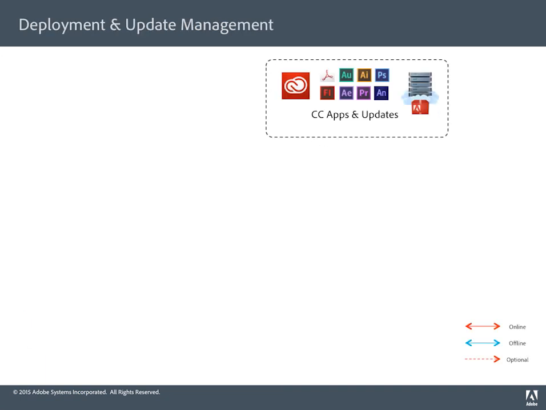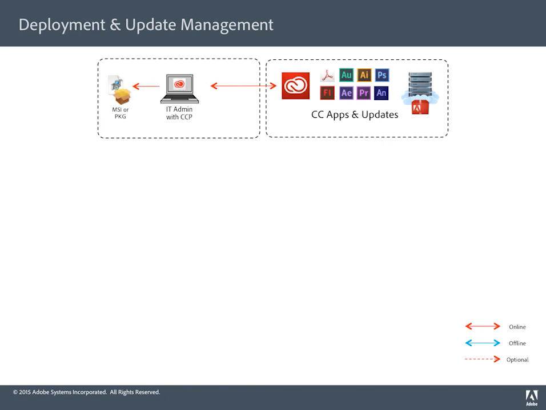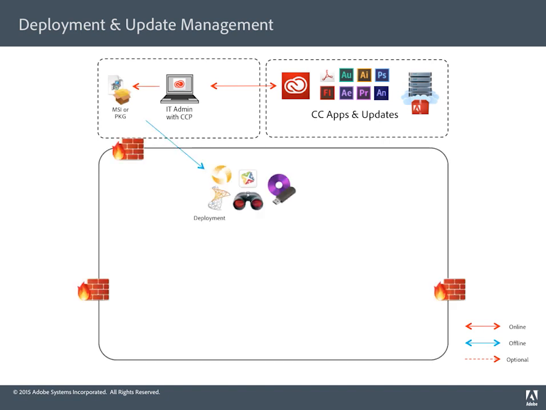Here's a flowchart of the typical deployment and update management process for customers whose users are behind a secure or offline firewall. First, IT administrators with internet access download CCP and CC apps and updates from Adobe, enter the serial number into CCP, and create packages for offline deployment. Those packages can then be brought behind the firewall.